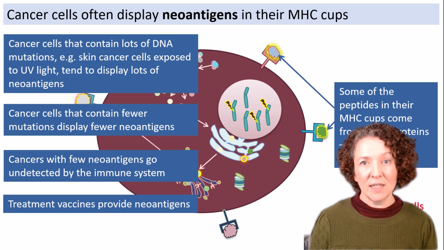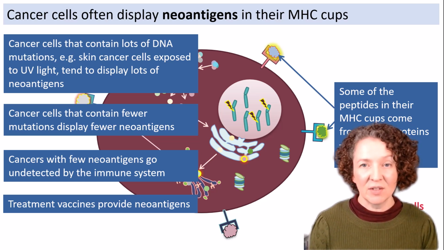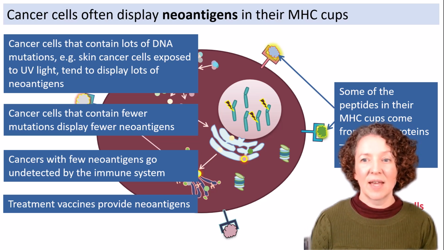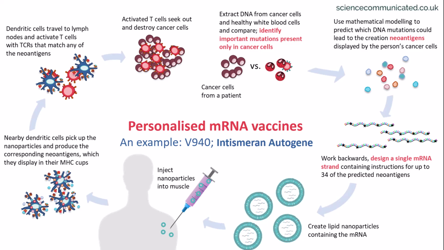Treatment vaccines, the goal of them is to provide neoantigens to the immune system, to teach the immune system what neoantigens might be present on the surface of the person's cancer cells. And I'm going to pick out one of these personalized, individualized mRNA vaccine strategies as an example. Now, this is a complicated diagram, so I'm going to go through it one little bit at a time.